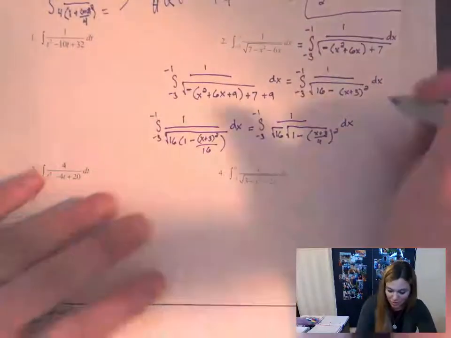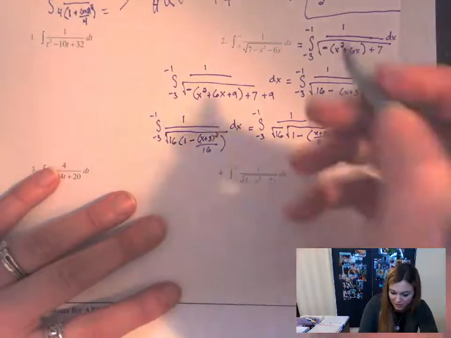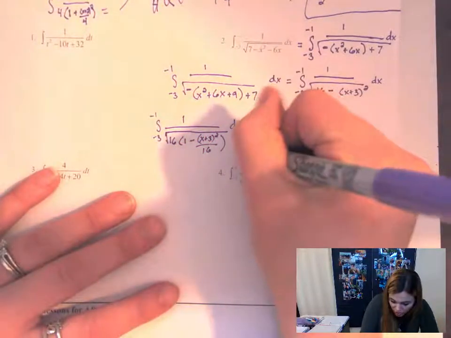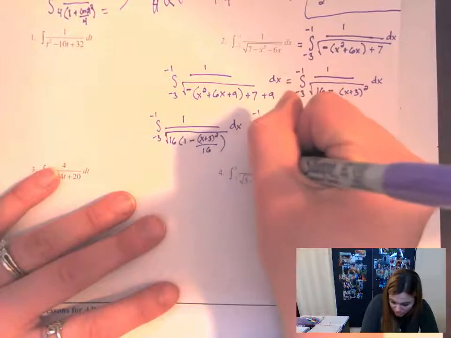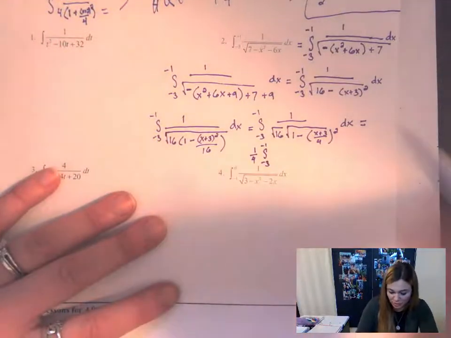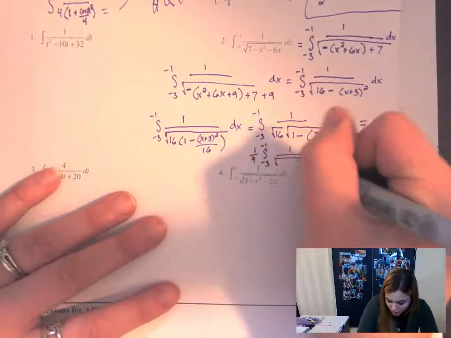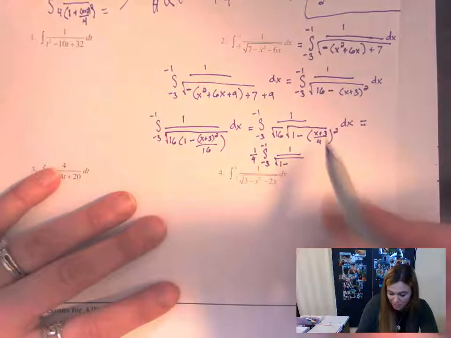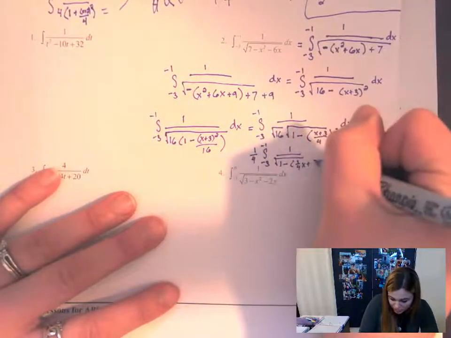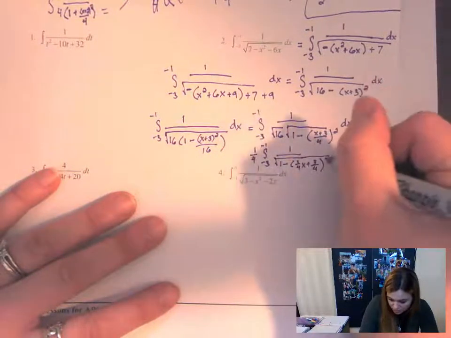Okay, let's keep going. We are so very, very close with just this part. I'm going to end up writing down here 1 over square root of 16 would just be 1/4. I'm still evaluating from -3 to -1. Now I've got square root of 1 minus, I'm going to rewrite this as 1/4 x plus 3/4 squared dx.